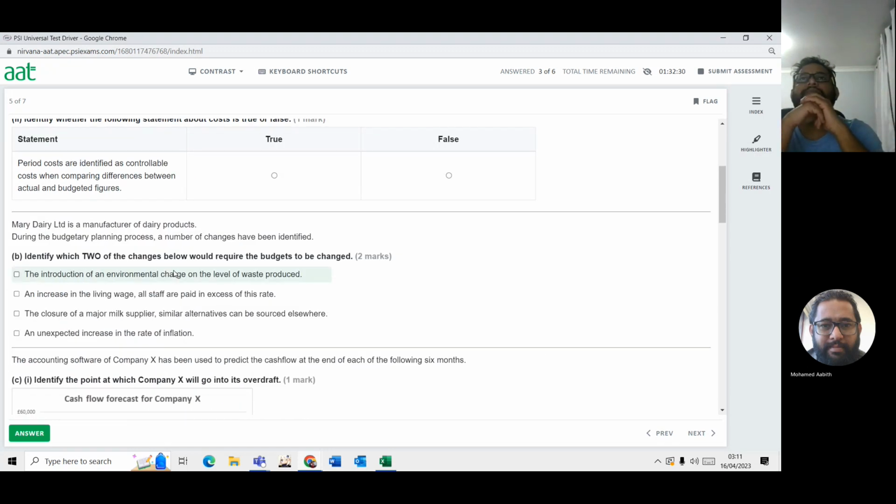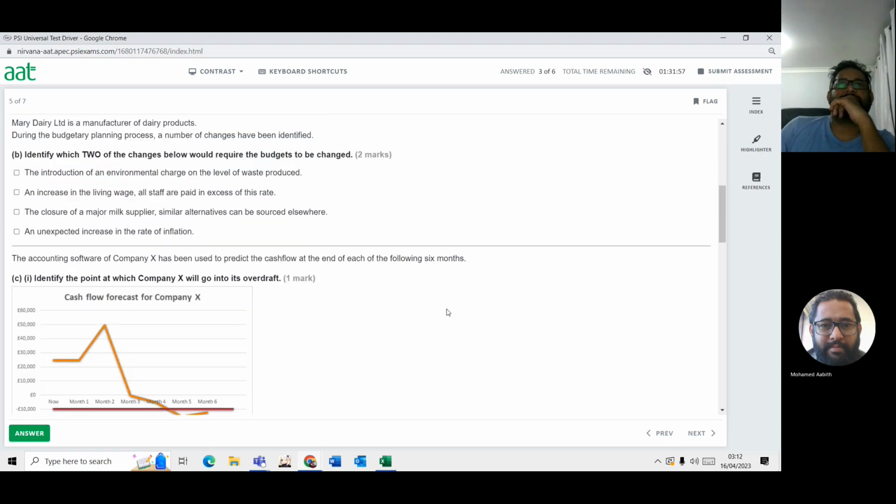Now let's look at the next one here. The statement: period costs are identified as controllable cost when comparing the difference between actual and budgeted figures. I don't think period costs are like that. Period costs are not controllable costs when comparing the difference between actual and budgeted figures. Period costs are basically not a controllable cost because they are fixed costs for you. So therefore, this will not be a correct statement. Now let's look at this one here.